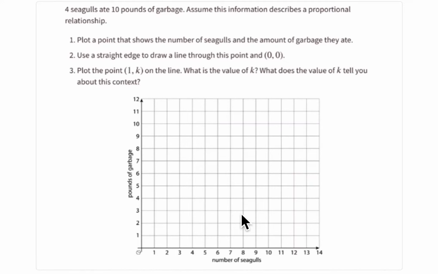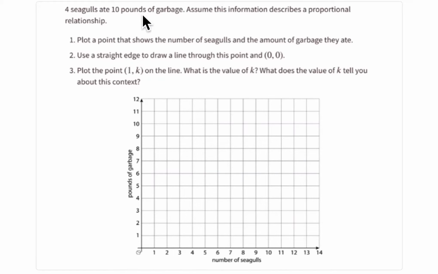So whatever line I draw on this graph, it's going to go through 0, 0, and it's going to show you a relationship between the number of seagulls. And so the two properties in this scenario, or in this story, are seagulls and pounds of garbage. And so what is the relationship between the seagulls and the pounds of garbage? Well, it is that constant of proportionality.